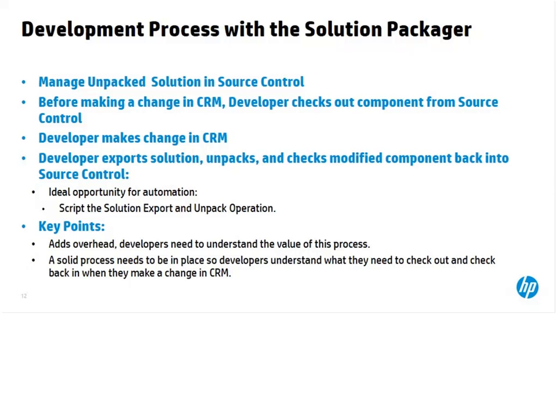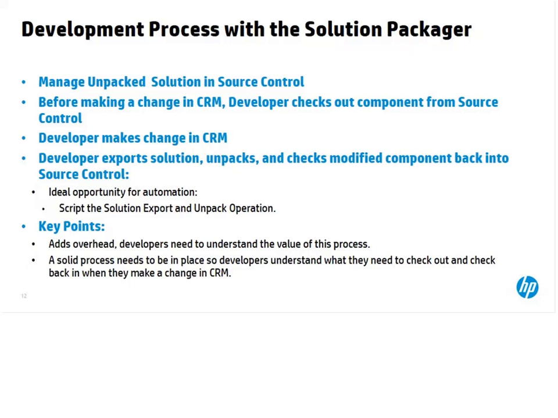So what a developer would do, he or she will go in, check out the contact entity's XML, and now they've reserved it, just like we would with a custom component. Then they make the change in CRM. Then they need to export a solution that contains this entity, unpack it, and check the modified component back into source control. This is one area that presents an ideal opportunity for automation where we can script the solution export and unpack operation. The reason for that is this adds a little bit of overhead to the development process.